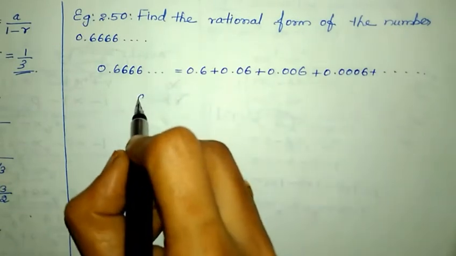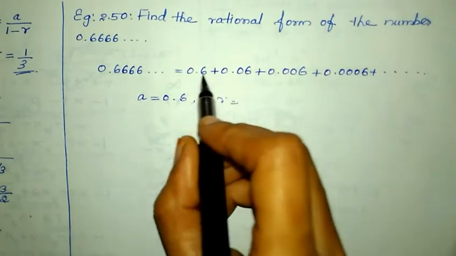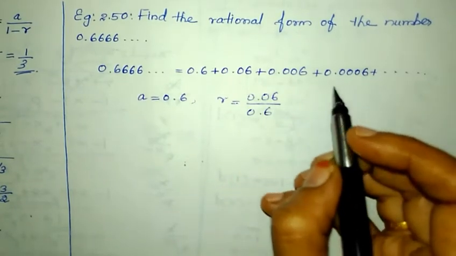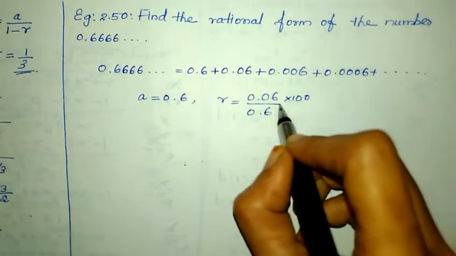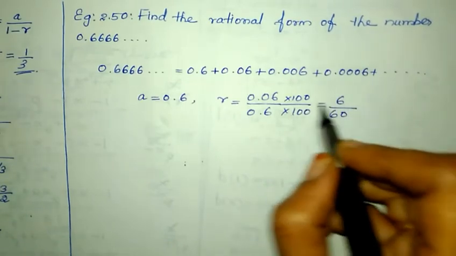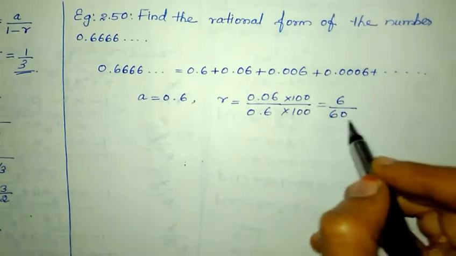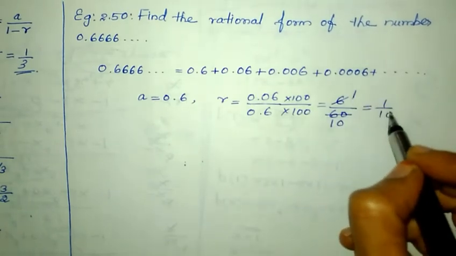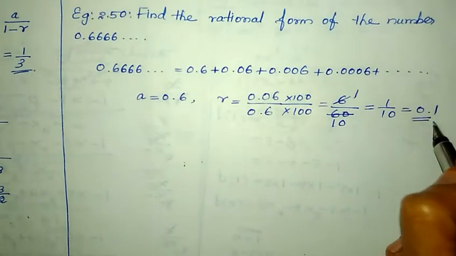Now this is in the form of GP. Here what is the first term? A is equal to 0.6. What is R? R is equal to second term by first term, that is 0.06 by 0.6. Now multiply both the terms by 100 so that you will get 6 by 60. 0.06 into 100 is 6, 0.6 into 100 is 60. This is equal to 1 by 10. 1 by 10 means 0.1. So this is R.